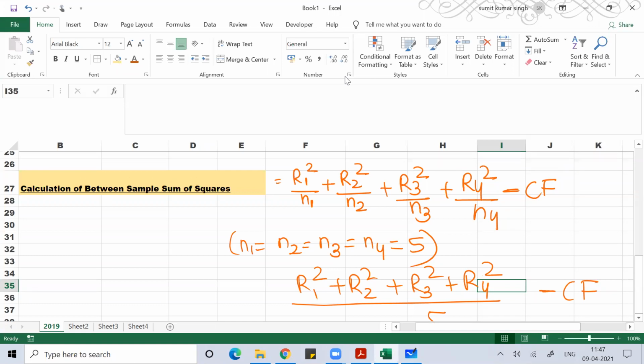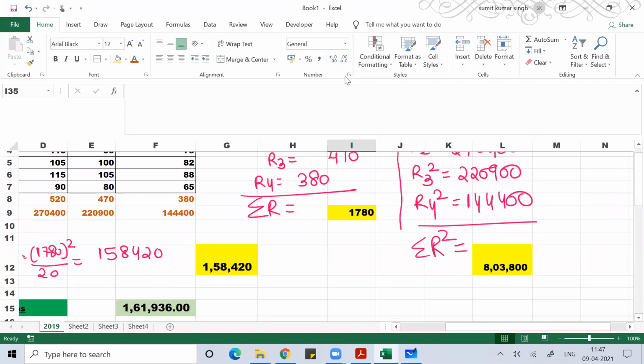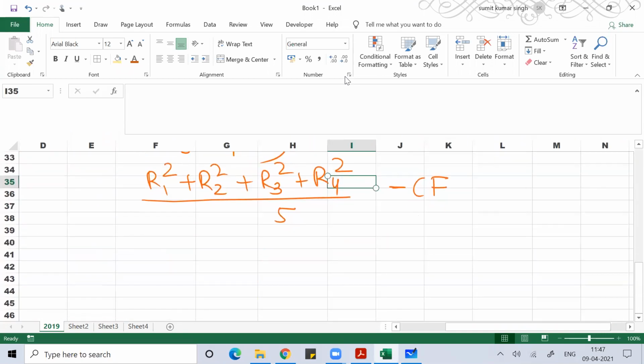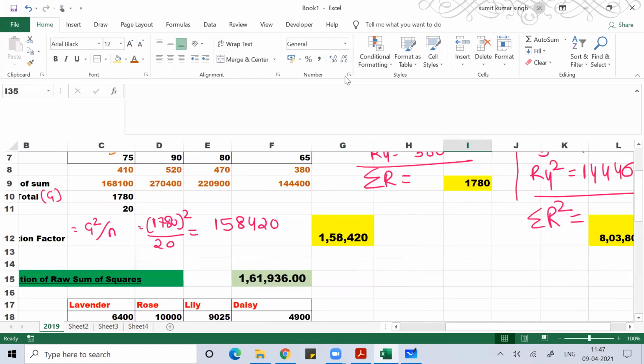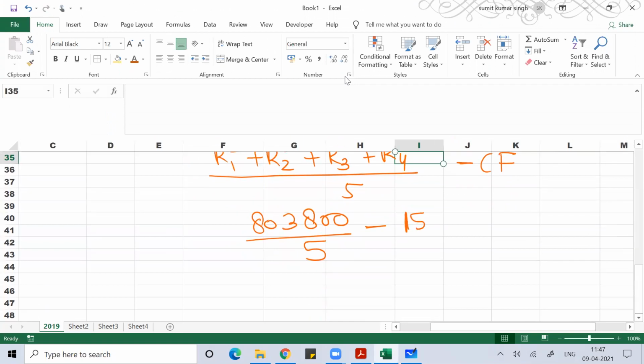This sum I already found here. What is that value? 803800. So this is 803800 divided by 5 minus, what is your correction factor? Your correction factor is 158420. Solve this. So you'll get 160760 minus 158420. So between sample sum of square you'll get is 2340.